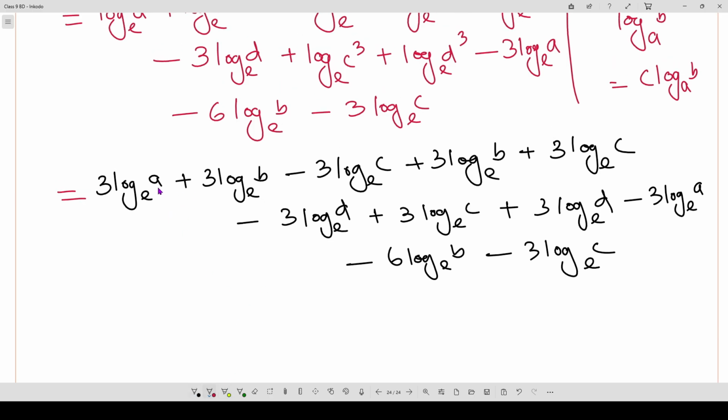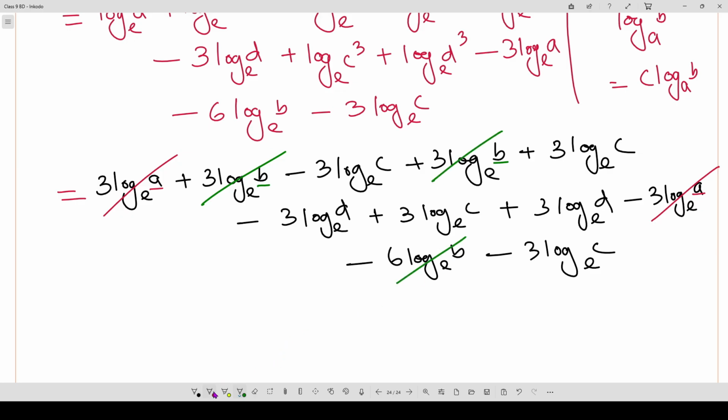Now we will find out which ones can cancel. First we try a. Where is the next a? This one also. Look, 3 log base e a, and here is also 3 log base e a, so this one is out. Now b: this one is b, this one is b, so 3 log base e b and 3 log base e b, and here is minus 6 log base e b. So 3 plus 3 will be 6, and here is minus 6, so these are out.